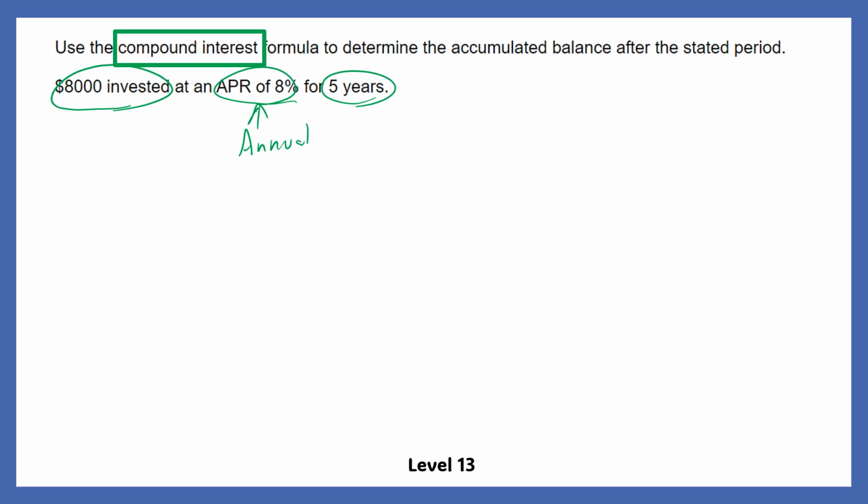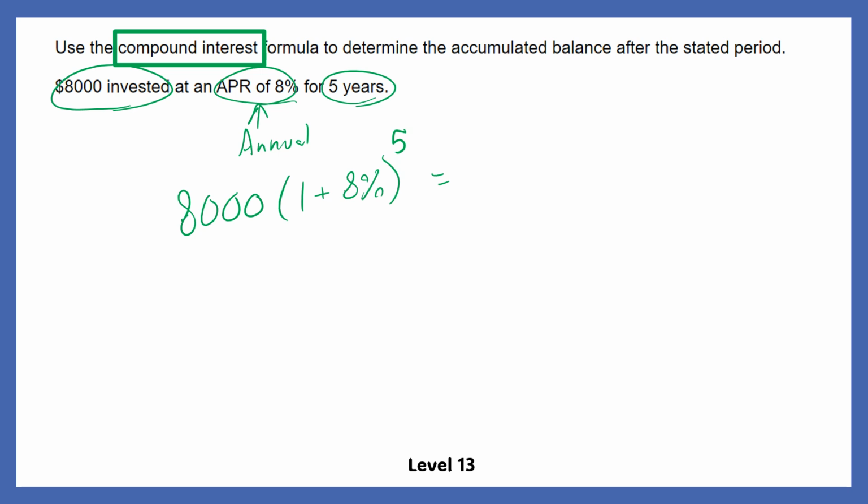So they haven't told us how often we're going to compound this. So let's assume we're going to compound it annually. Okay. So we have the amount we started with, 8,000. And we're going to multiply it by 1 plus that 8%. And we're going to do that 5 times. So I'm going to put the 5 as an exponent.